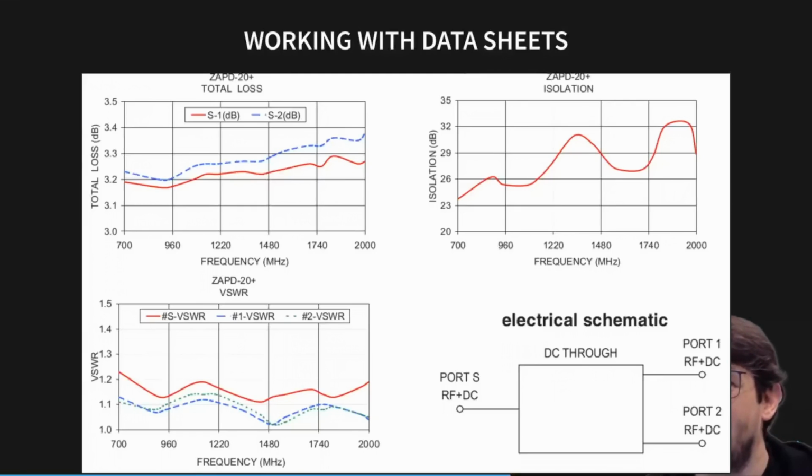And here we have the isolation plot. Again, isolation is the unwanted signal from port 1 to port 2. How much is that attenuated? And we see here, well, it's about whatever, 23.5 to 33 dB. And it can go quite different depending on the exact frequency that you pass through these devices. So that's why I'm saying always look at the plots and not just use the value from the table or from the headline of the device.